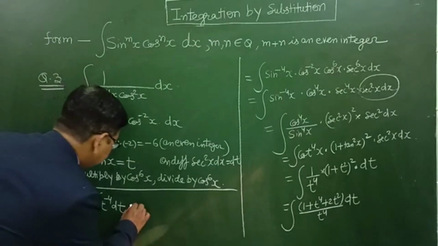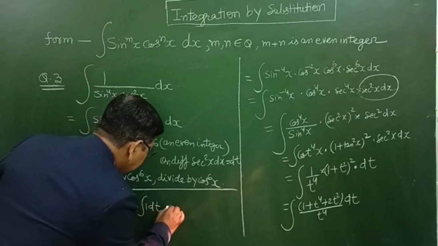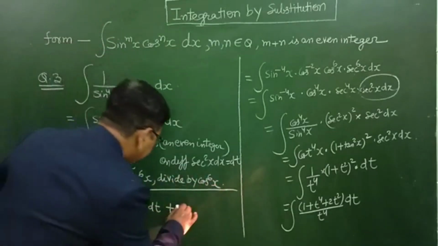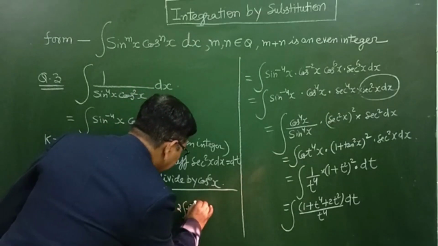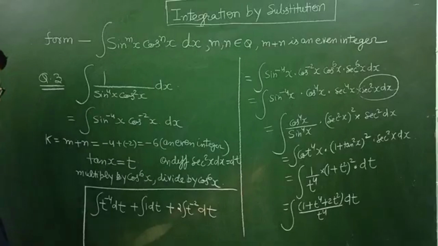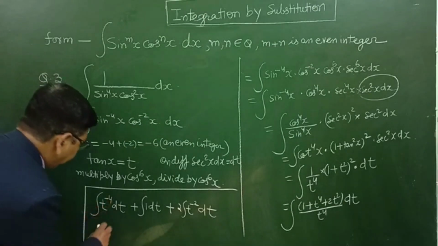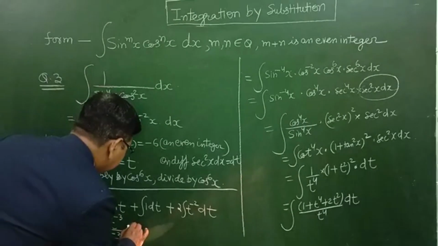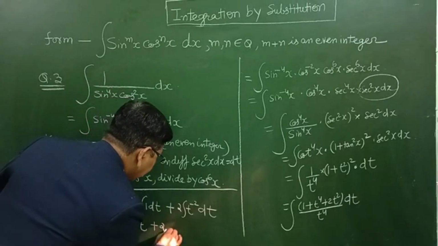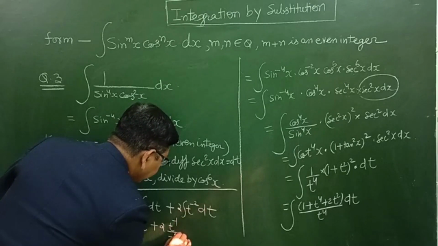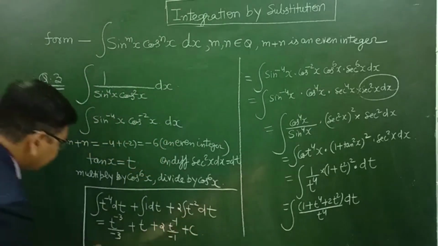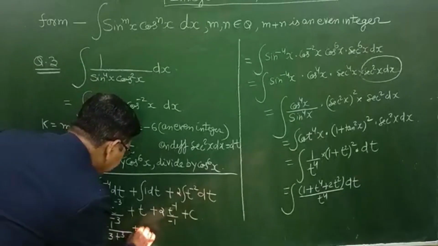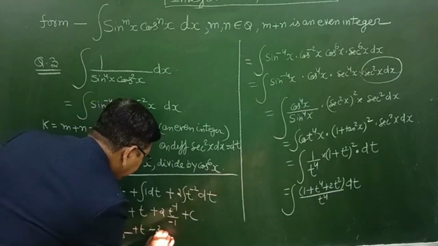plus 1 dt plus t square divided by t4, that is 2t square divided by t4 means 2 is a constant, t raised to the power minus 2 dt, and on applying the x raised to the power n formula, this is equal to t raised to the power minus 3 upon minus 3 plus t plus 2t raised to the power minus 1 upon minus 1 plus c, which is equal to minus 1 upon 3 t cube plus t plus minus 2 upon t plus c.